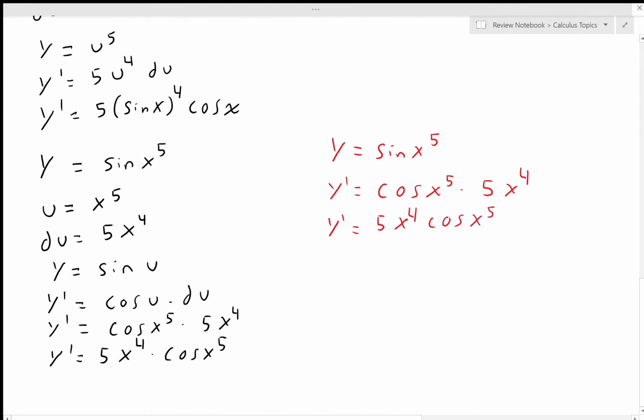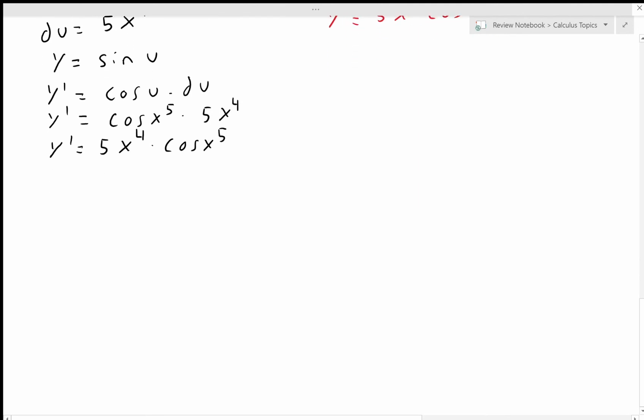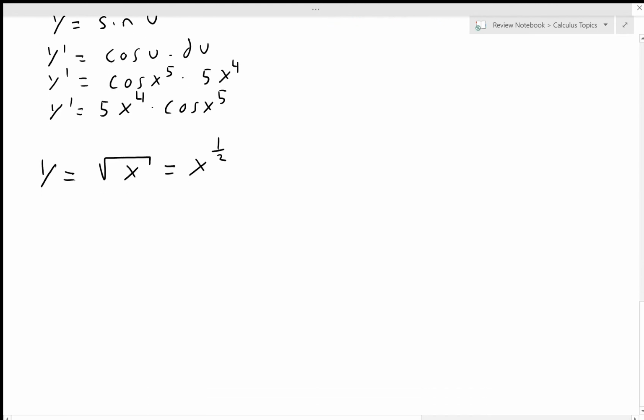There you go, and we'll go over 2 more problems now for power. If I get y equals the square root of x, we should know that's the same as x to the 1/2. So with fractional powers, you can do the same thing with the power rule. We say y prime equals, bring down the power, 1/2 x to the negative 1/2. Just a really quick thing if we haven't done that yet.